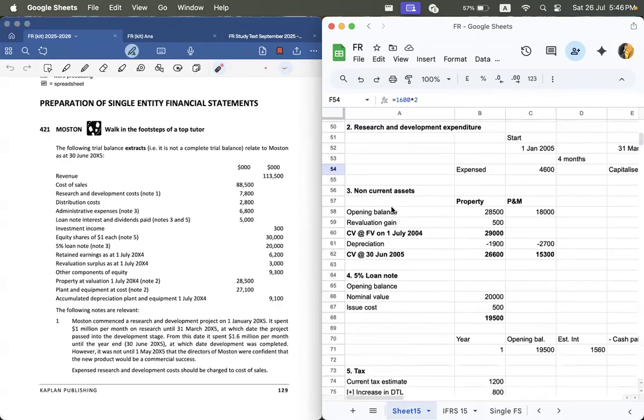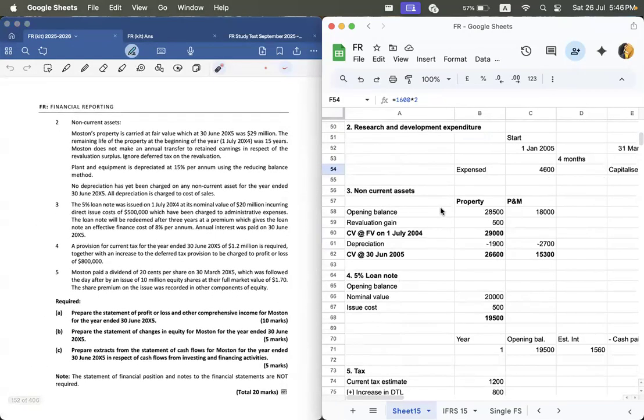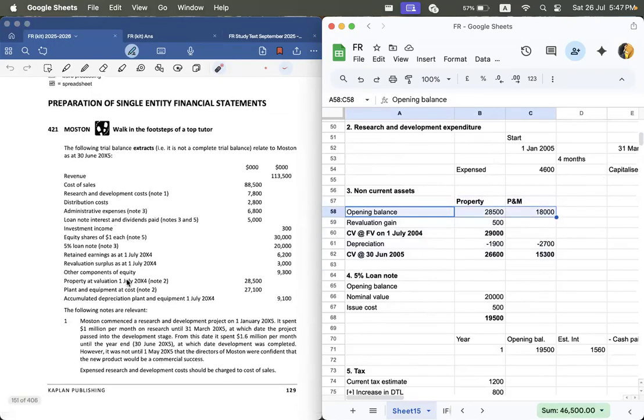Okay, no problem. Now, for the current and non-current asset question, whatever you have done till now, you're going to do exactly the same thing. You're going to have two columns for property and plant and machinery. You're going to start with the opening balance. The opening balance of property is already given to you in the trial balance, that is 28,500. For plant and equipment, they have given you the cost.